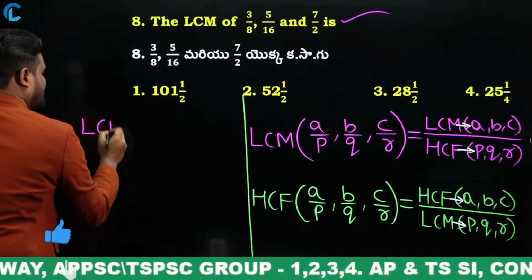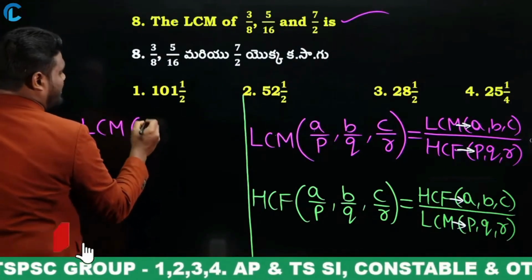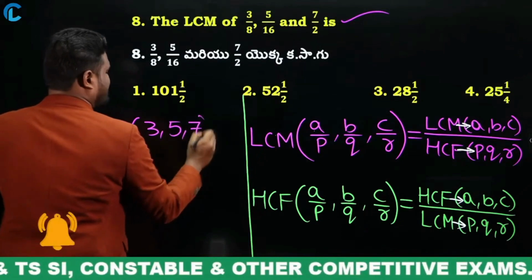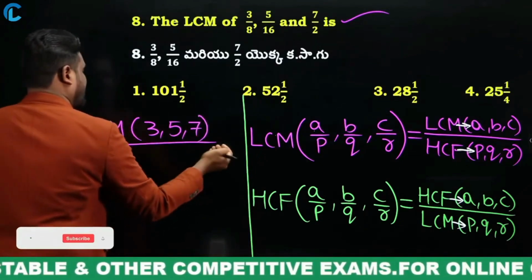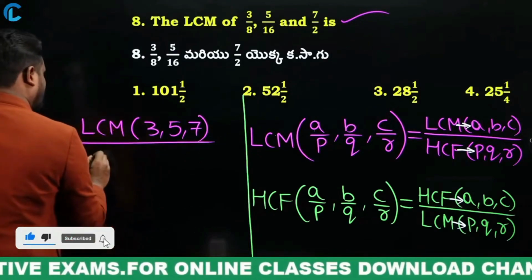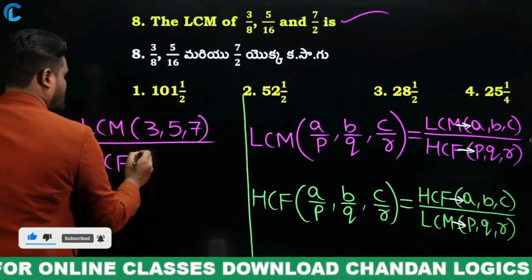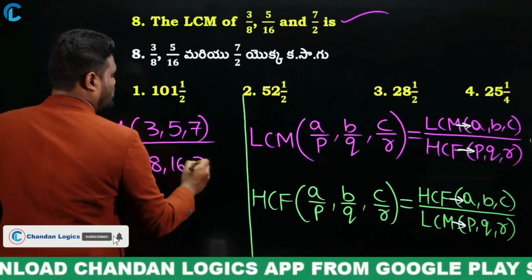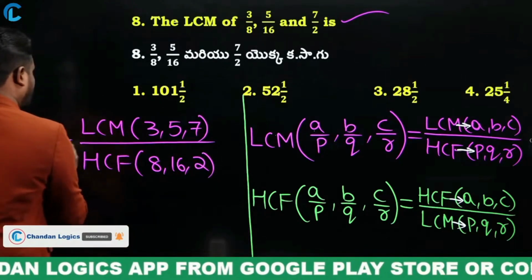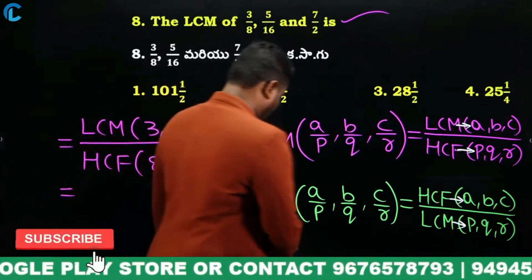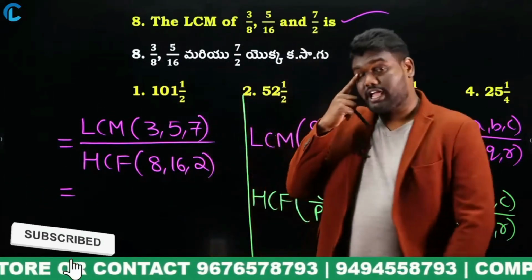First I need to calculate the LCM of the numerators. The LCM of the numerators is what? 3, 5, 7. LCM of numerator divided by HCF of denominator. Yes or no? HCF of denominator. So what denominators do we have? 8, 16, 2. Yes or no? LCM of numerator divided by HCF of denominator. Yes or no? Okay, now observe carefully.